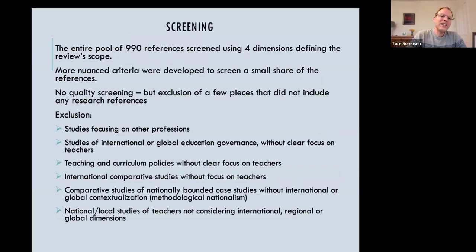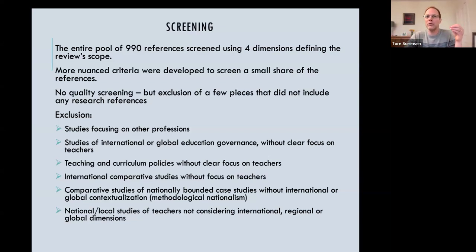Okay, screening. So we identified in our scoping review 990 references, and this is quite a lot. And then we screened them using those four dimensions that I mentioned earlier, that define the scope of our review. We found it necessary to develop more nuanced criteria to screen them, to find out what is relevant and what is not relevant to include in our review.